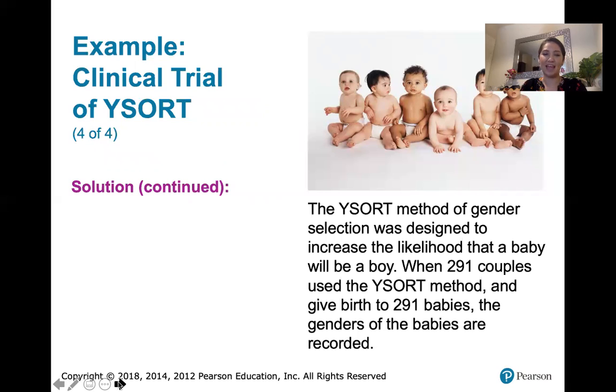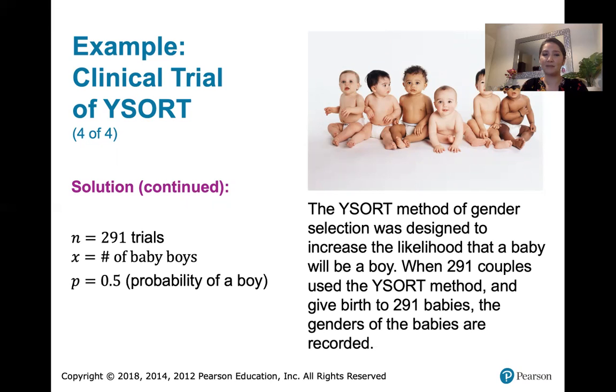Okay, with that in mind, we need to define n, x, p, and q. Well, n is the number of trials. So that's 291 trials because you have 291 births. Now, if we're trying to increase the likelihood that a baby will be a boy, and you've got two options, either the baby is a boy or the baby is a girl, then x might be defined to be the number of baby boys. So we might say that having a baby boy is a success. The probability of having a baby boy is 1 in 2, or 1/2, so that's our p-value. And lowercase q, that's the probability of having a girl rather than a boy. This is the probability of failure in one trial. So if p is the probability of success, and that's 0.5, q is the probability of failure. So that's 1 minus p. 1 minus 0.5 happens to be 0.5 as well. So that's the probability of having a girl.